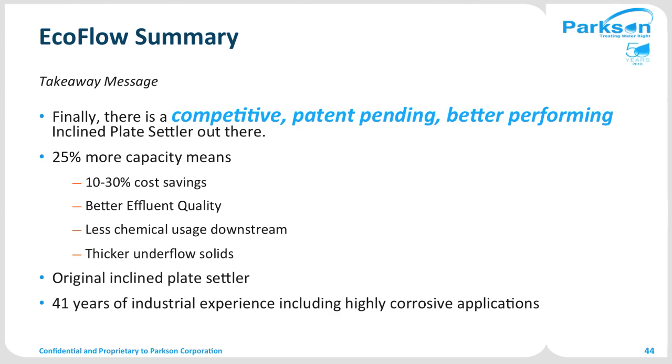In summary, it's a competitive product. It's patent pending, and also better performing compared to the 80-20 design. 25% more capacity means, depending on the model, you can have savings from 10 to 30%, and better effluent quality, thicker sludge. And if you have filters downstream, and you're getting better effluent quality out of your clarifier, you'll be using less chemicals. And it's the original inclined plate settler from Parkson, and we have 41 years of industrial experience, including highly corrosive applications. Thank you.